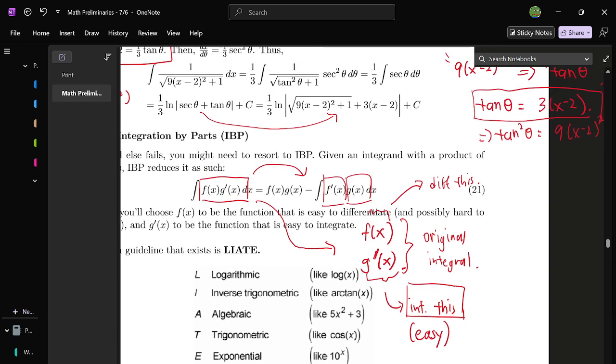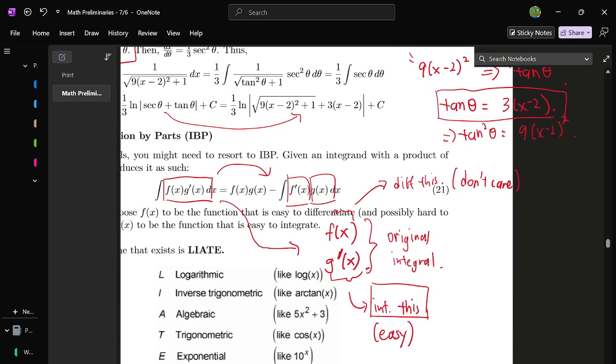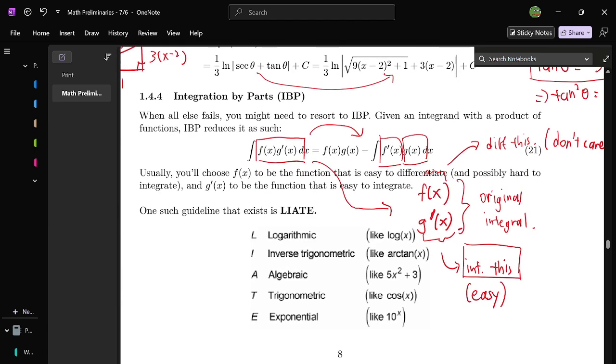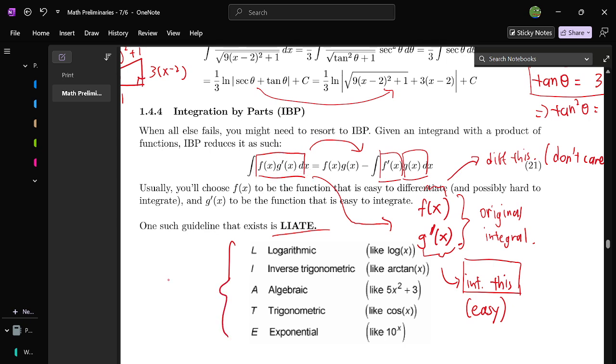Because we know that integration is harder than differentiation. So we choose something that's easy to integrate. Then for the other one, we don't really care if it's easy or not. Even if it's hard, it'll just reduce down to spamming your product rule, chain rule, and quotient rule, which is nothing fancy as compared to integration. So to help you choose the functions properly, one such guideline that we always use is LIATE. This will help you determine what function to choose for f(x) to be differentiated.